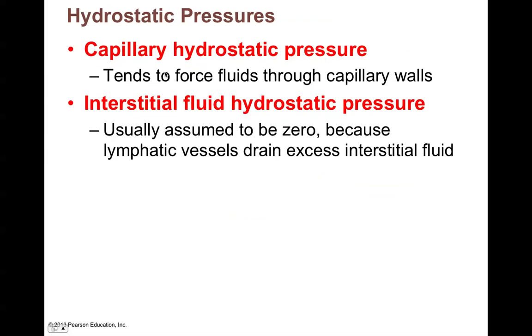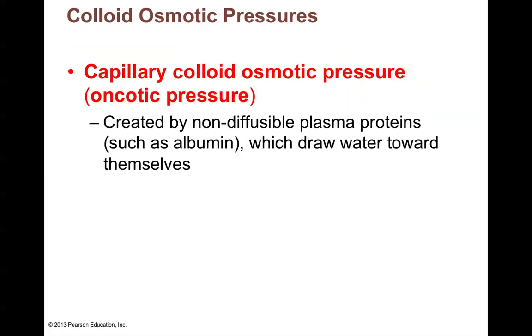Capillary hydrostatic pressure tends to force fluids through the capillary walls. Interstitial fluid hydrostatic pressure is usually assumed to be zero because the lymphatic vessels are draining that excess interstitial fluid. Capillary colloid osmotic pressure, or oncotic pressure, is created by those non-diffusible or non-filterable plasma proteins such as albumin that stay in the blood vessels, and they're going to draw water toward themselves.